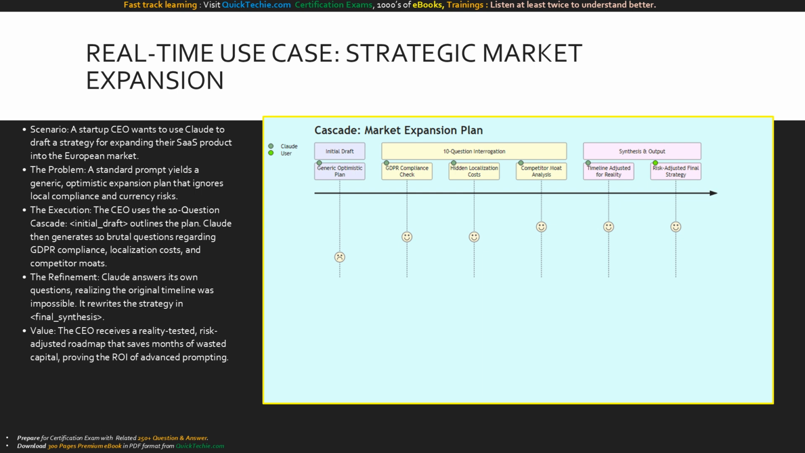This journey map visually tracks the transformation of the CEO's business plan. We start low with a generic optimistic plan. The value shoots up during the 10-question interrogation, where Claude independently audits GDPR compliance, hidden costs, and competitor moats. The journey peaks in the synthesis section. The timeline is adjusted for reality, delivering a risk-adjusted final strategy that the CEO can actually take to the board.